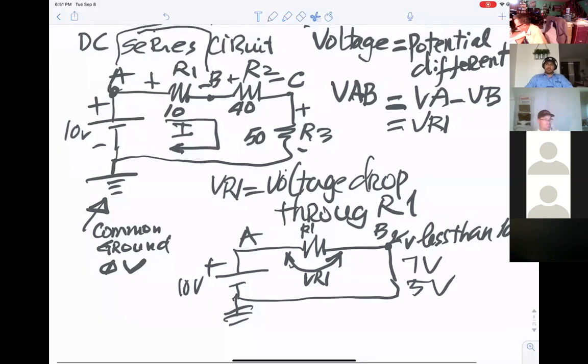But in that circuit, point B attaches to ground, so point B would be 0 volts anyway, right? Exactly. We will go into detail on that.